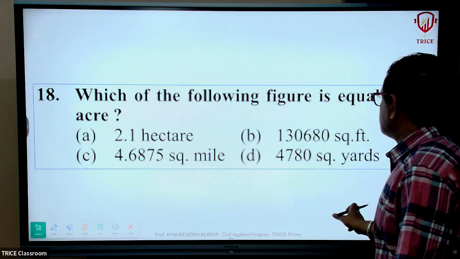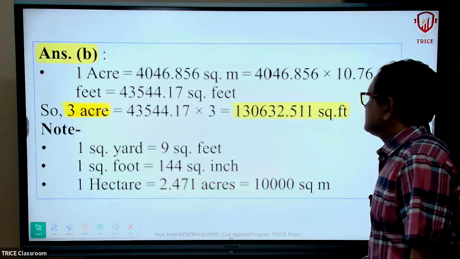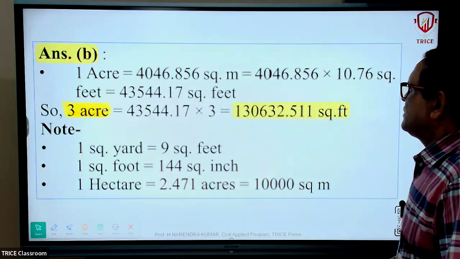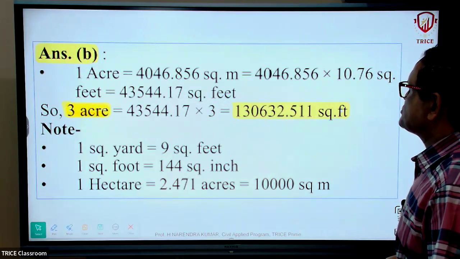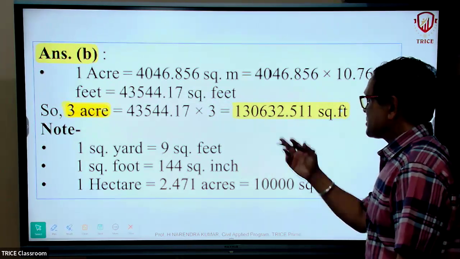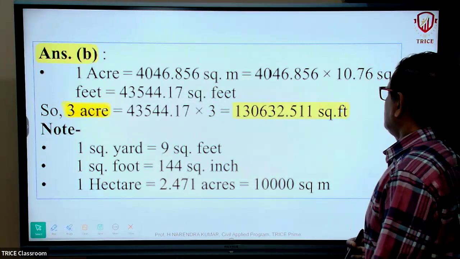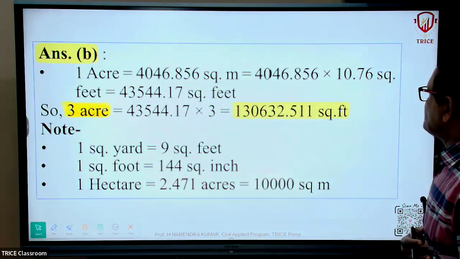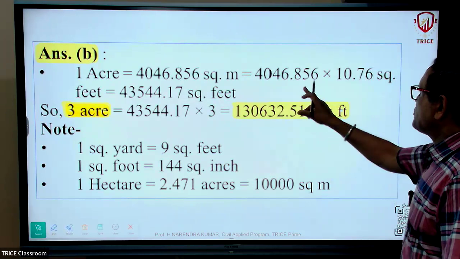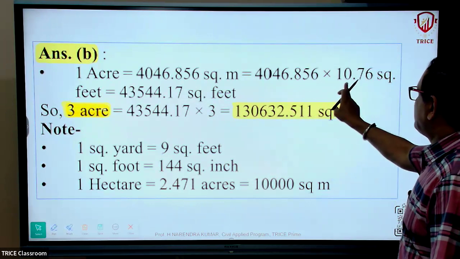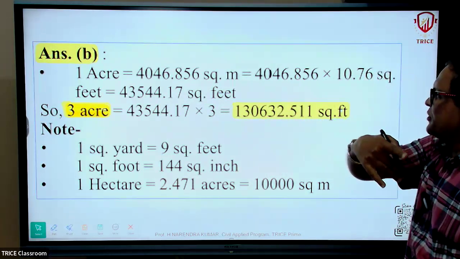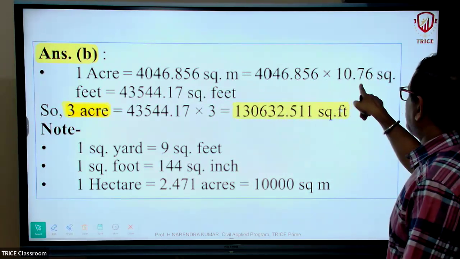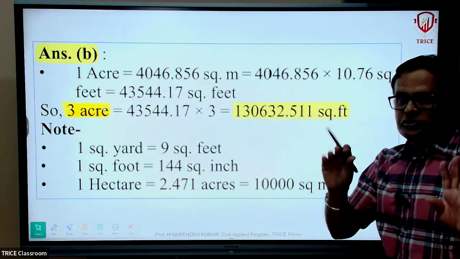See, 130,680. So how to get it? 1 acre is equal to 4046.856 square meter. These are all the things we need to remember, right? So that is nothing but 4046.856 multiplied by 10.76 square feet. We already learned in the previous problem, 1 square meter is equal to 10.76 square feet. This you need to remember.